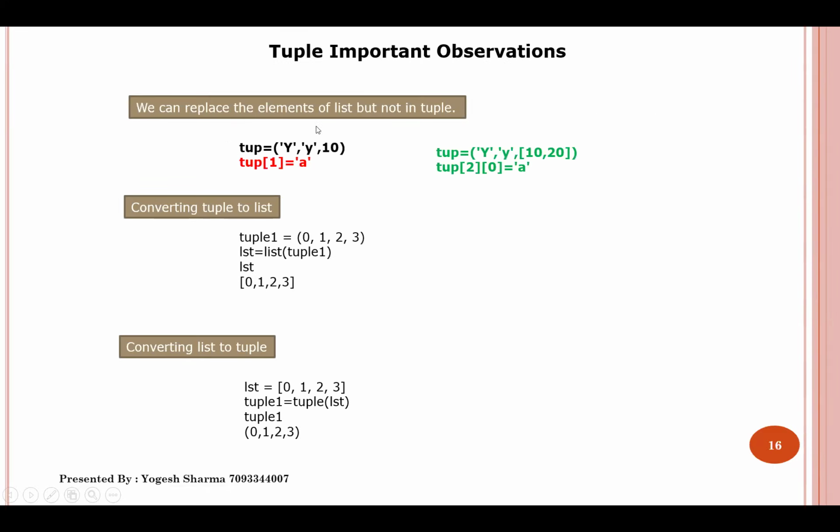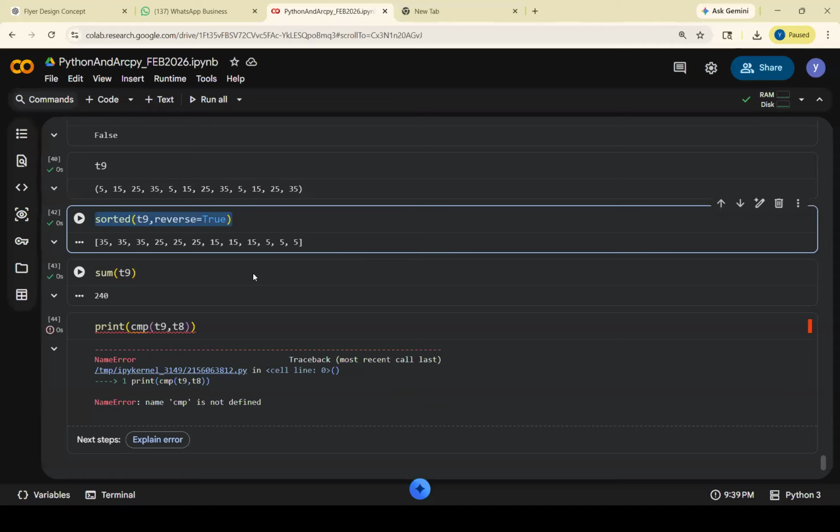We can replace the element of the list but not in the tuple. Okay, because if you remember at the starting slide, I already told you tuple is immutable. Please remember tuple is immutable, list is mutable, string is immutable. Converting tuple to the list, converting list to the tuple, these are all easy.